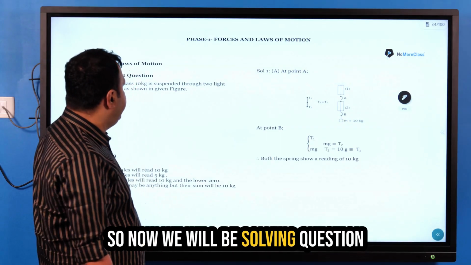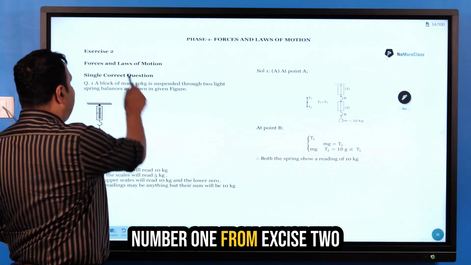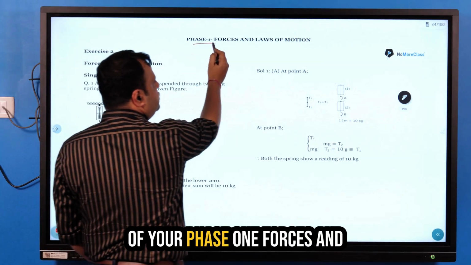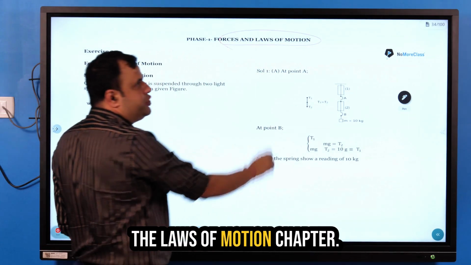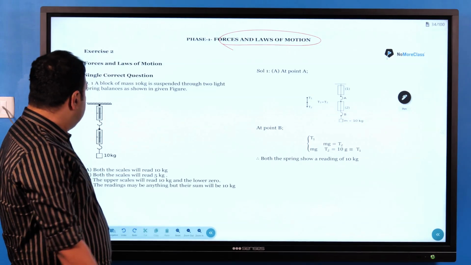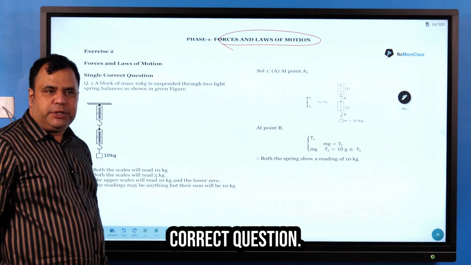So now we will be solving question number 1 from exercise 2 of your phase 1 forces and the laws of motion chapter. Okay, this is a multiple option correct question.